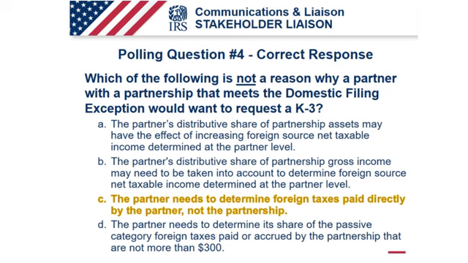So the partner's distributed share of partnership assets, that's information the partnership knows. Partnership's distributed share of partnership gross income, that's something the partnership knows. The fact that the partner needs to determine its share of the passive category foreign taxes, the partnership would be able to determine the amount of passive category foreign taxes paid by the partnership. So that's something only the partnership would know. So option C is the only thing, the taxes directly paid by the partner, that the partner, him or herself, would know.